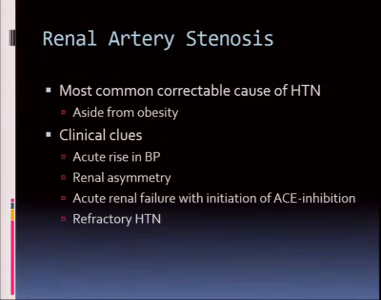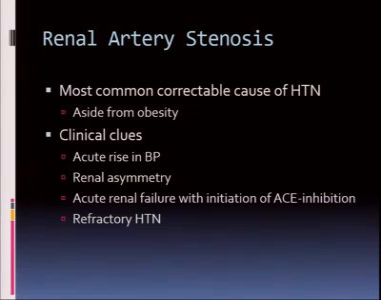So talking a little bit more about a few of these diagnoses, the first is renal artery stenosis. This is the most common correctable cause of hypertension, aside from obesity. You certainly could say that you can reverse obesity, and in that way you could reverse hypertension also. The clinical clues for RAS, one is an acute rise in blood pressure. So the classic scenario is you see a child for a well visit, and they have very normal blood pressures on normal exam, and then 6 months later they're seen and have very, very severe hypertension, which is largely asymptomatic.